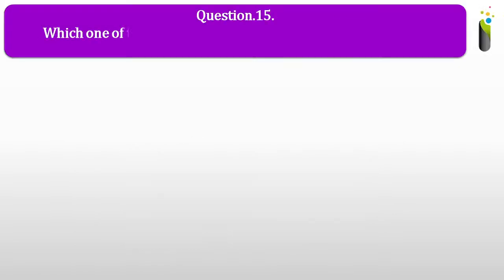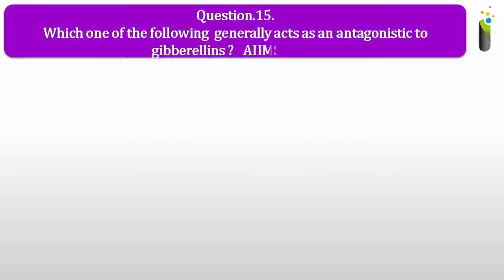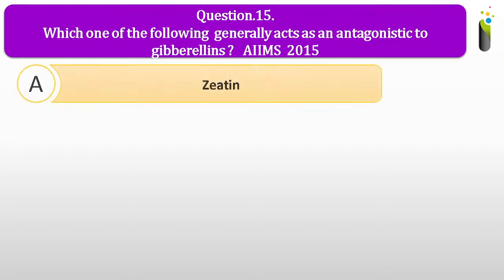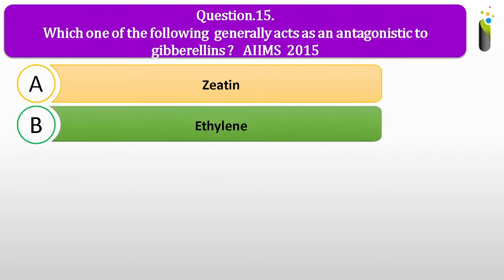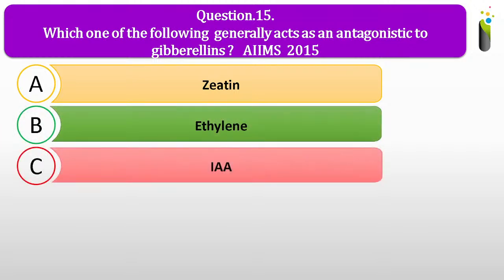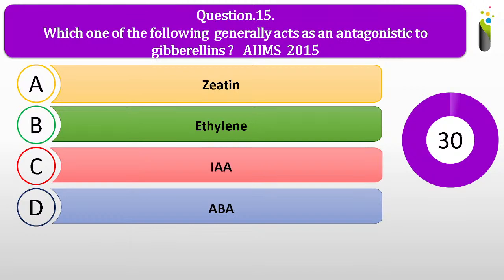Going ahead to question number 15. Which one of the following generally acts as an antagonist to gibberellins? Friends, please remember, antagonistic means opposite. So which is the hormone which acts opposite to gibberellin? This question had appeared in AIIMS 2015 and your options are A, Zeatin, B, Ethylene, C, IAA, D, ABA.